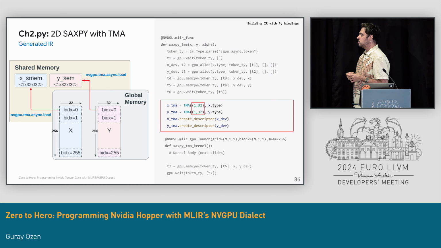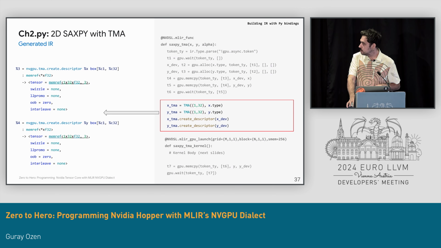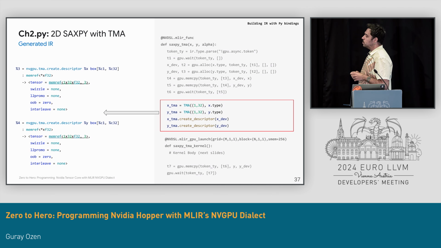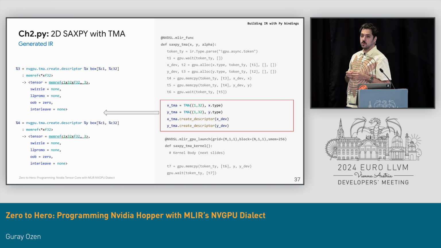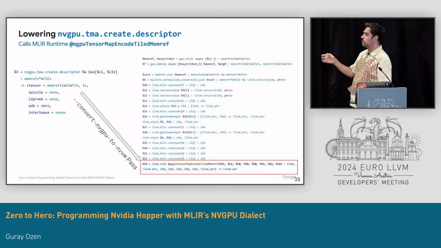So that's what I am setting here. And I am doing this in the host. So now let's see what is the generated code. It generates the NVGPU op that we implemented. What happens with this NVGPU op when you lower it?